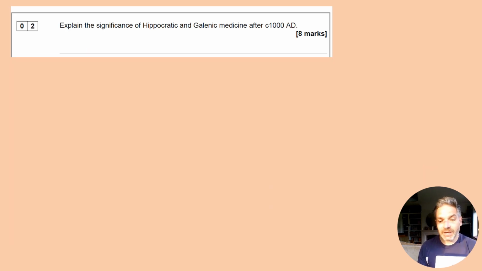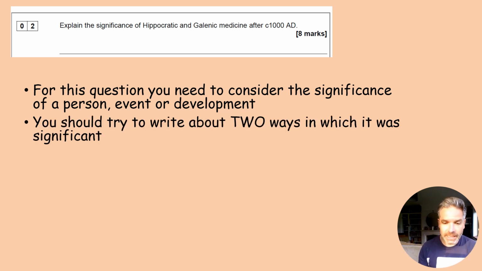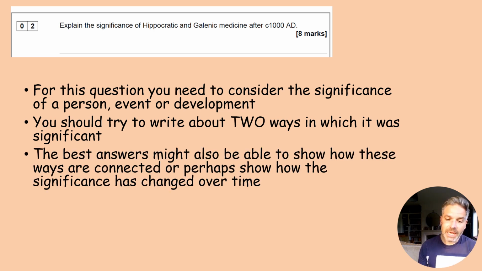So let's have a look at the second question. Another 8 marker, 10 more minutes. This will always ask you to consider the significance of a person, or in this case actually people, an event, or a sort of development in medicine. Now you need to try to write about 2 ways, if you can, about why this, in this case it's two people, why they were significant.